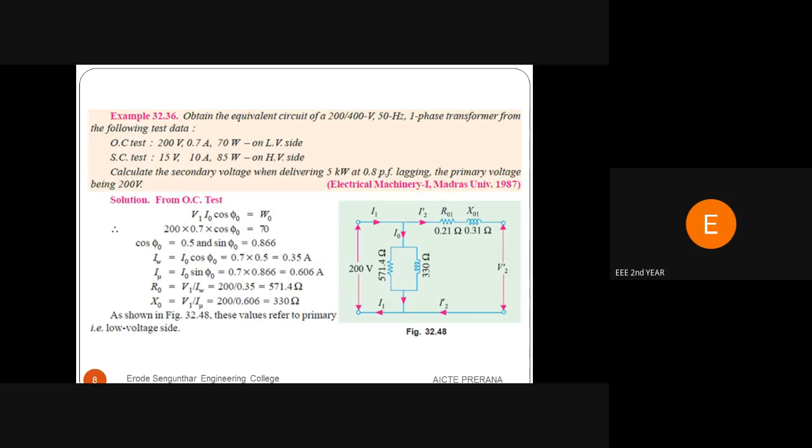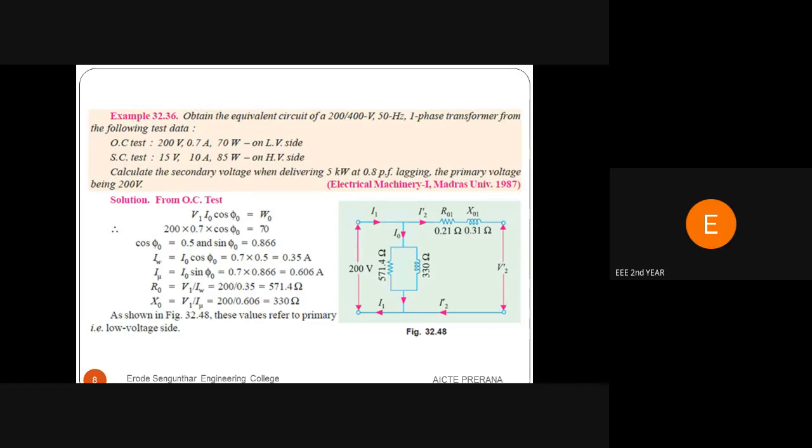So from that open circuit test, supply voltage is always constant, that is V1, no load current I naught, into no load power factor cos phi naught, is equivalent to no load input power W naught. So already data is available: V1, I naught and W naught. So the unknown data is the no load power factor value.